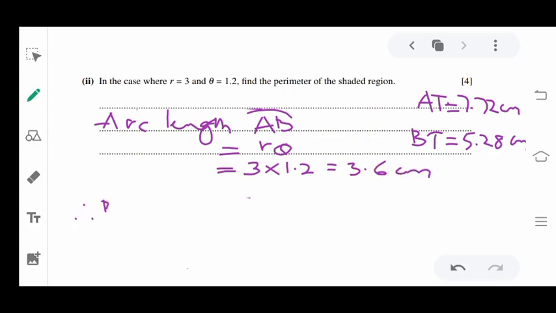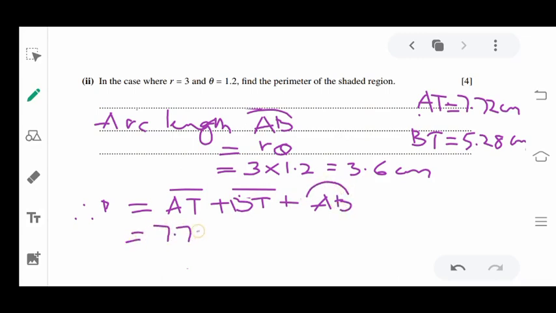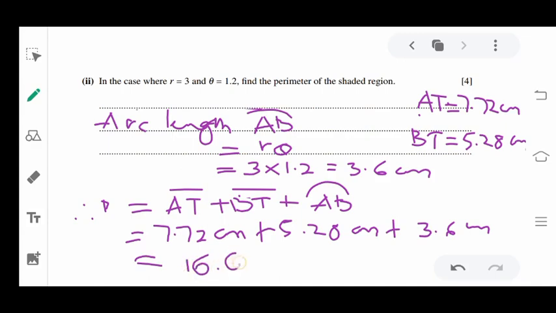Therefore, the perimeter is the length AT plus the length BT plus the arc length AB. That's equal to 7.72 centimeter plus 5.28 centimeter plus 3.6 centimeter, which is equal to 16.6 centimeter as the perimeter.